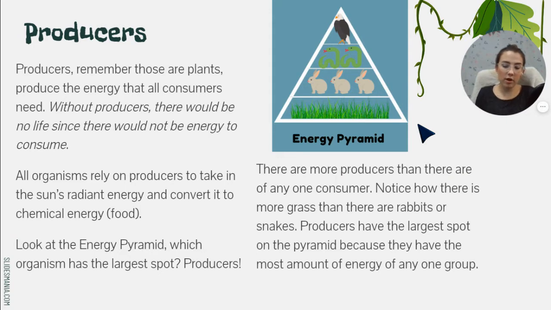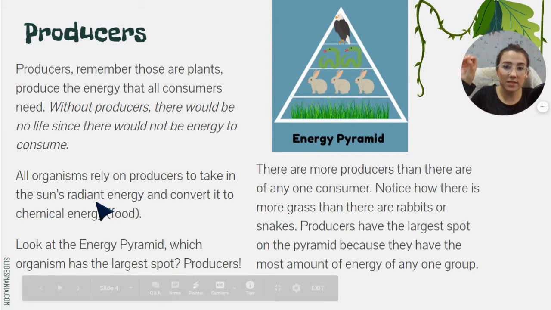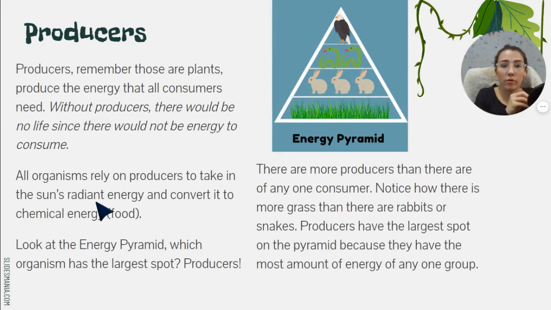So first, starting with our producers, which are plants, we need to remember that all life on Earth relies on these plants, okay? There would not be any other ways to get energy on Earth if we did not have plants doing photosynthesis. So I want you to keep that in mind. Plants are very important. The reason is because they are the only type of organism that can take in the radiant energy from the sun and convert it into chemical energy for food. No other organism except producers can do this.